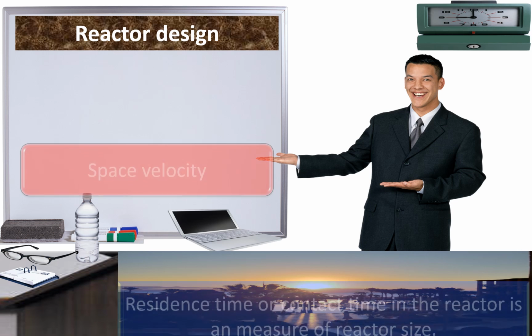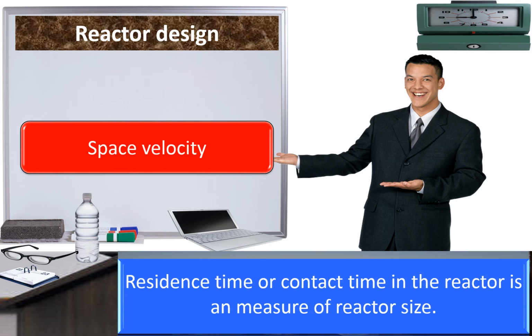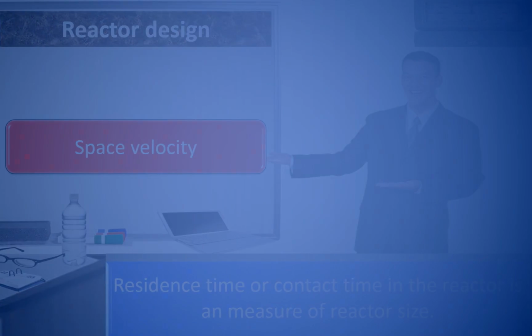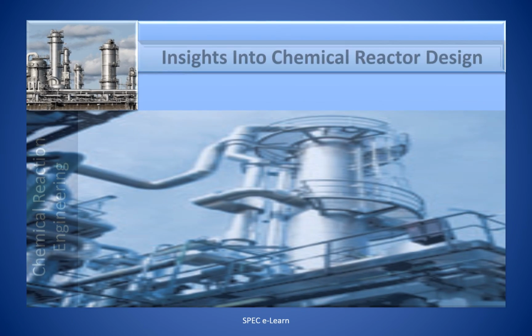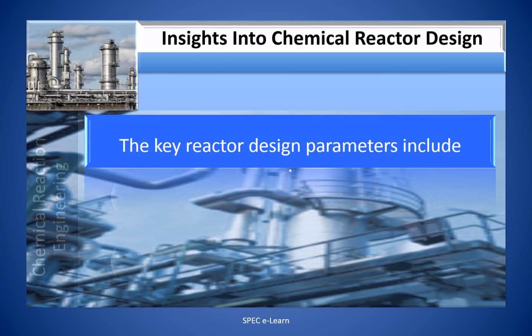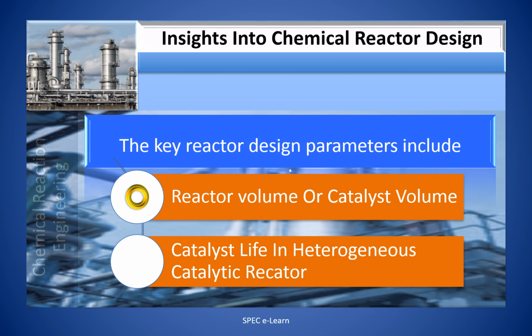We will now move on to the reactor design insights. The most important term is space velocity. Residence time or contact time in the reactor is a measure of reactor size. Broadly speaking, the key design parameters include reactor volume or catalyst volume, and catalyst life in a heterogeneous catalytic reactor.